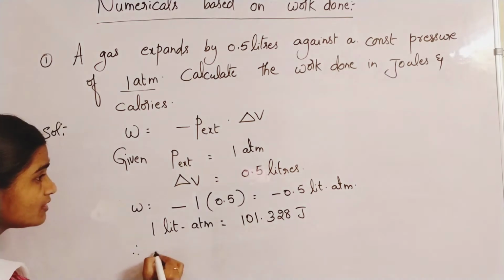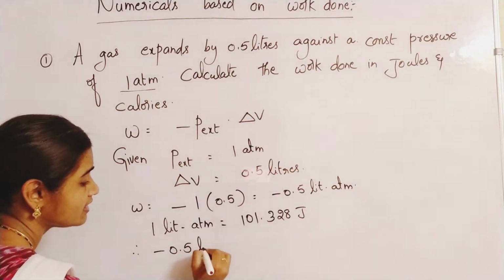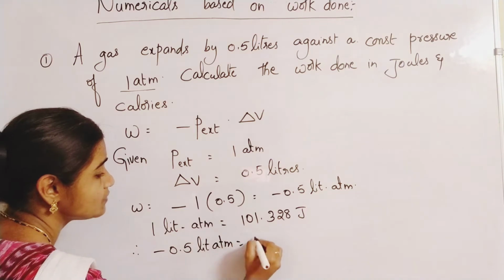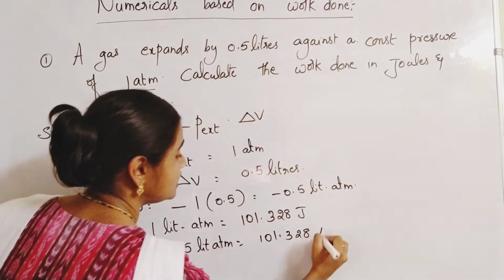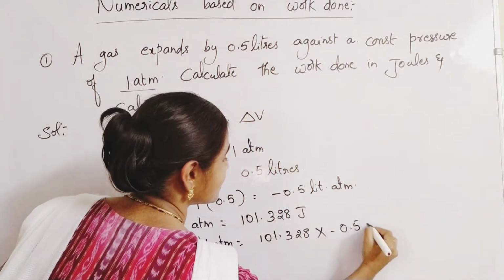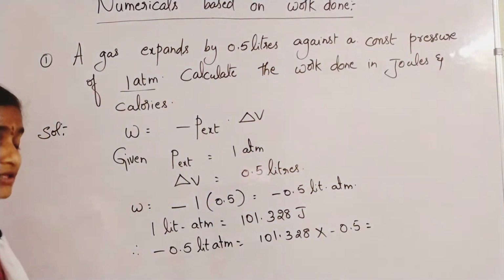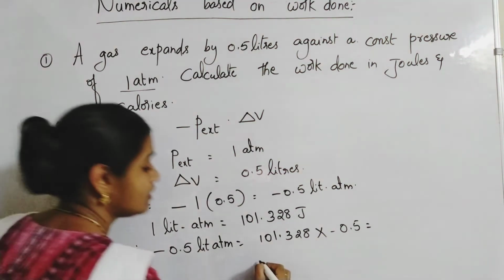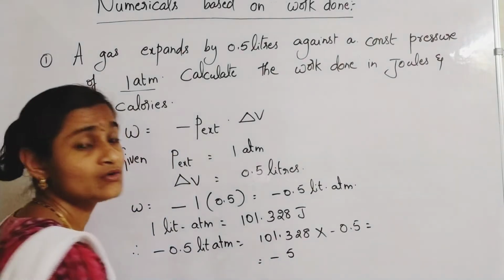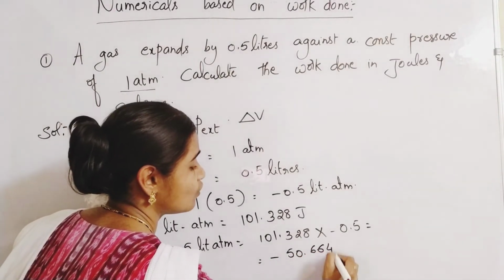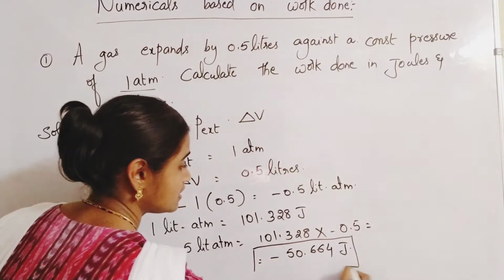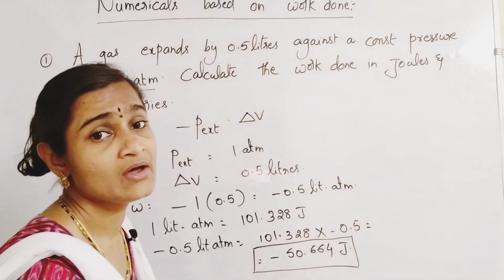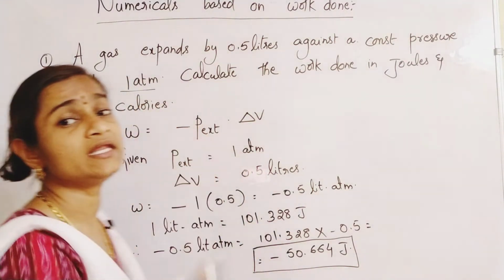Therefore minus 0.5 liter atmosphere is equal to 101.328 into minus 0.5. If you calculate, you will get around minus 50.664 joules. So the answer in joules is this much. Not only joules, the question asks for the answer in calories also.